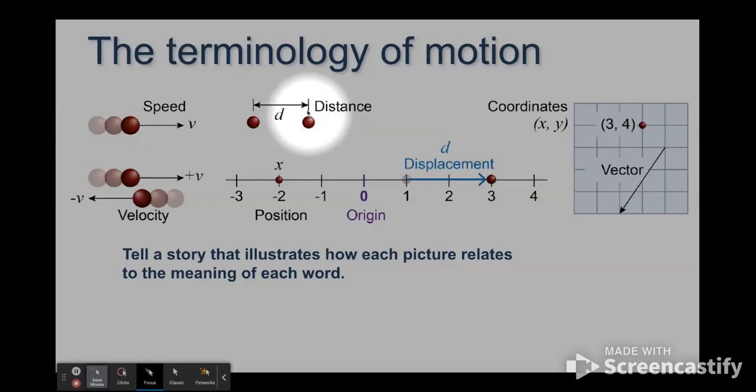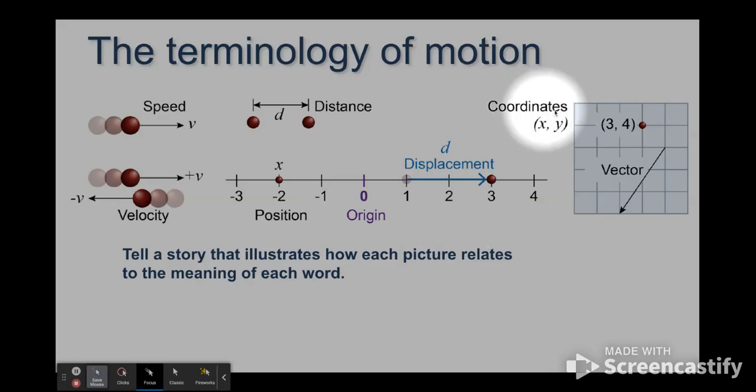Distance. We used this kind of setup like in wavelength, but this is how we would represent distance in a drawing, the distance between 2 objects. Whereas velocity, you can see that there is a symbol attached to the speed now. And here we have negative, and it has to do with the direction that it's going. So tell a story that illustrates how each picture relates to the meaning of each word. Position, displacement, origin. Draw them up, right?